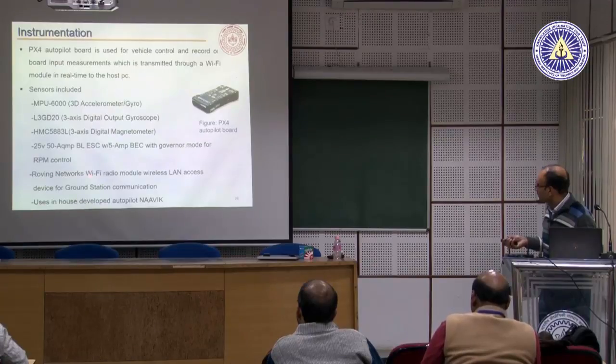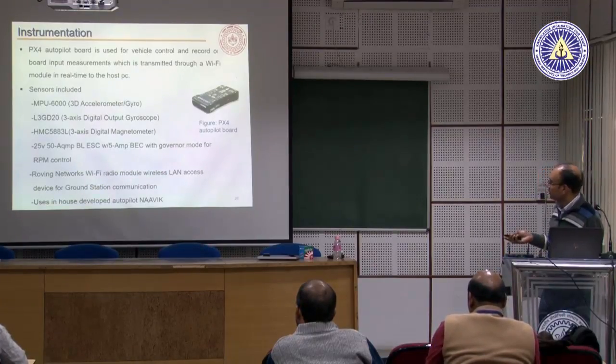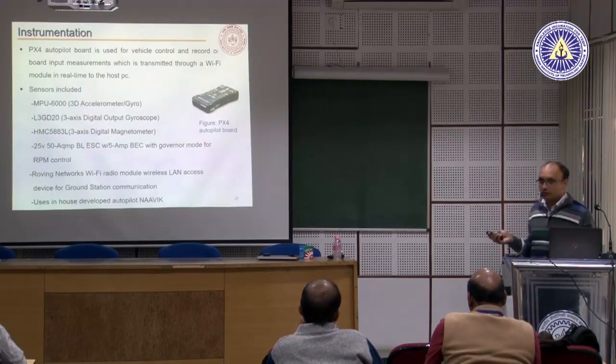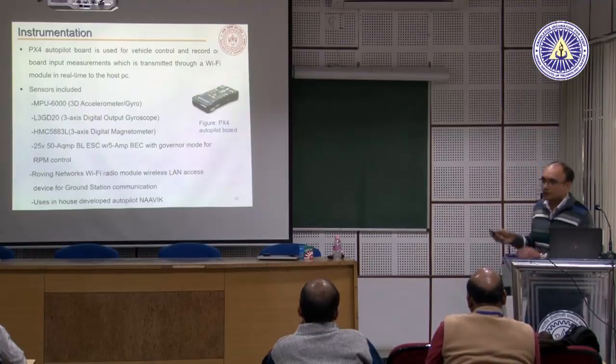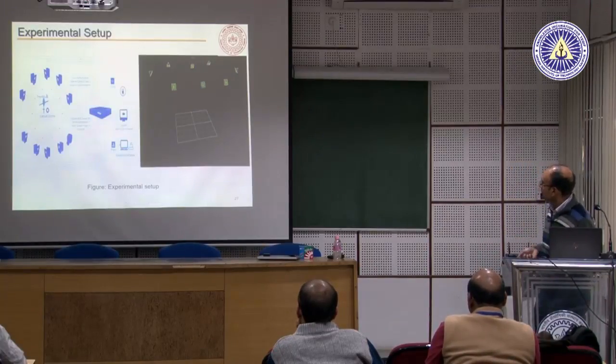Then we use the roving networks Wi-Fi radio module, a wireless LAN access device, for ground station communication. Now this helicopter is not flown outdoors. We do this system ID only for hovering flight. So we are doing this indoors using our motion capture system.